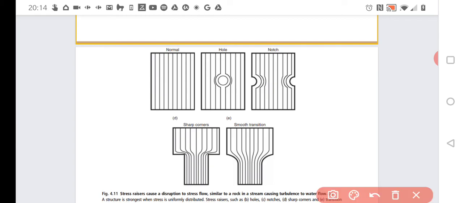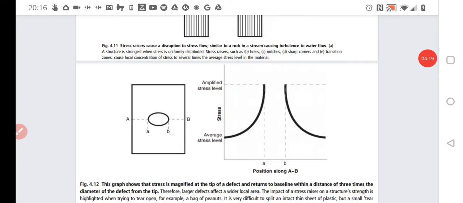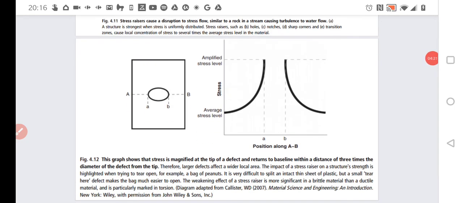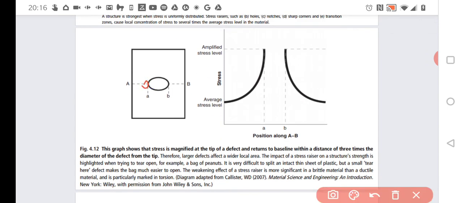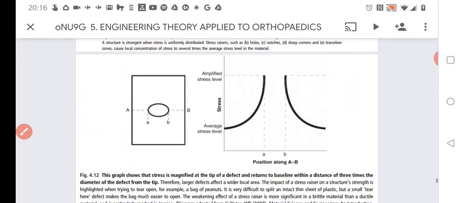So one way of reducing the stress is by making smooth transitions. Yes. So this also shows it nicely. Yes. So in this area and in this area we have far increased the stress. Okay, thank you very much.